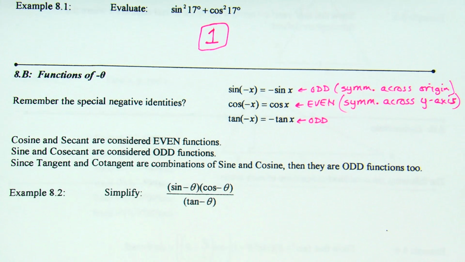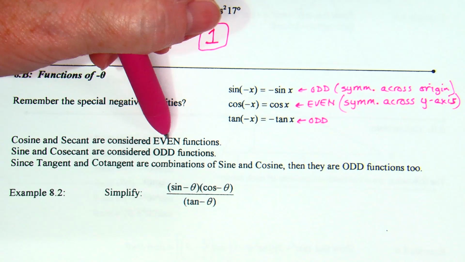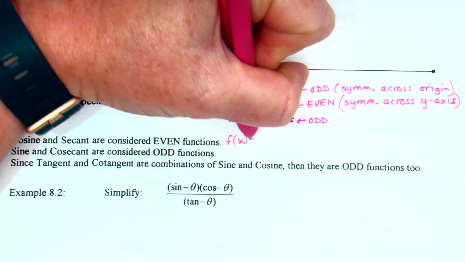The other option is using f of negative x and negative f of x and seeing how they equal. So let's see, I'll put it down here. Down here it talks about cosine and secant being even functions, right? I already talked about cosine being an even function. Of course, secant is the reciprocal of it, so it goes right along with it.